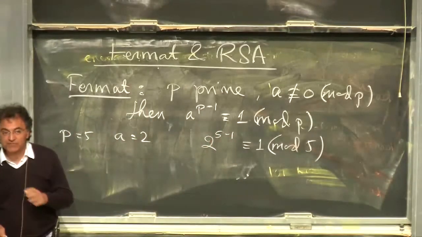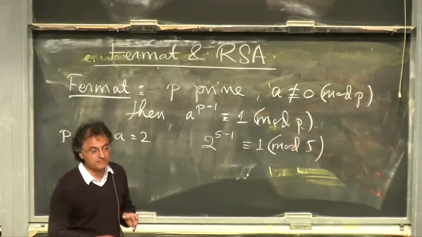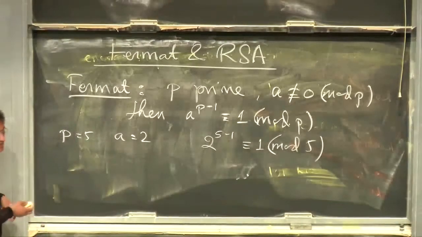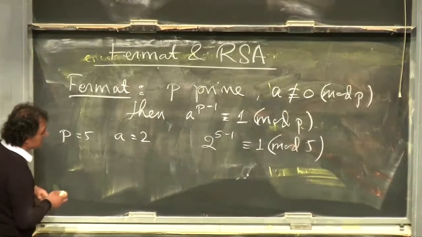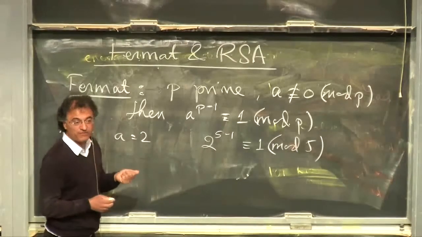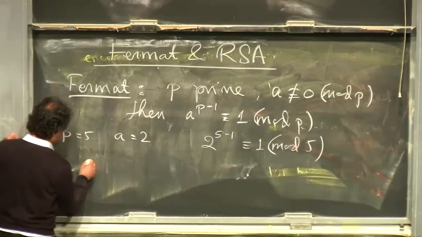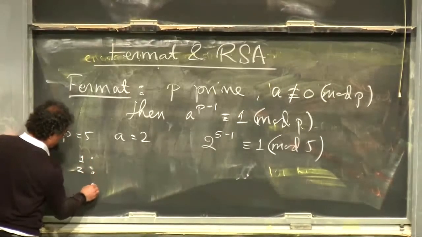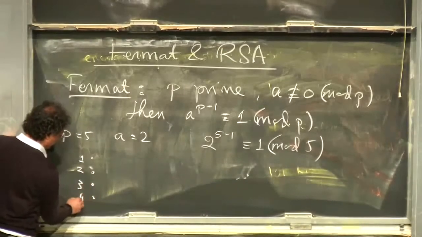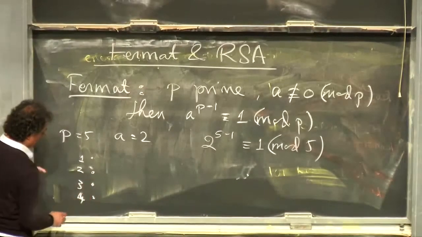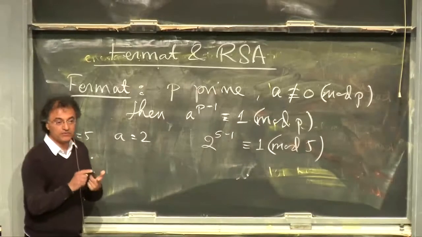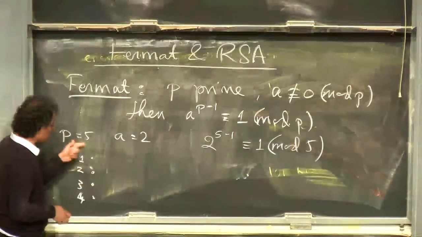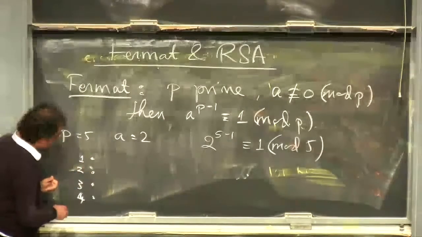But the way Fermat saw it was very different. Okay, and that's a hint to how he proved it. So here's how he saw it. He said, well, let me look at the numbers mod 5 which are not 0. So there's 1, 2, 3, and 4. Right? So he looked at the numbers 1, 2, so on up to P minus 1. 0 he left out because it's 0 mod 5.